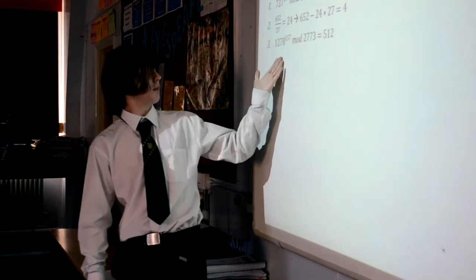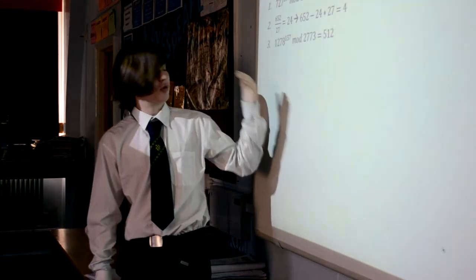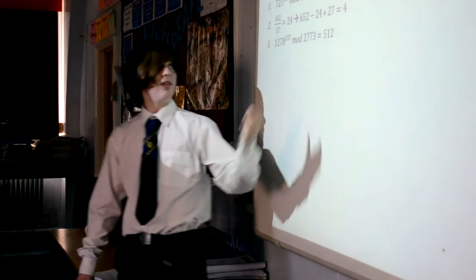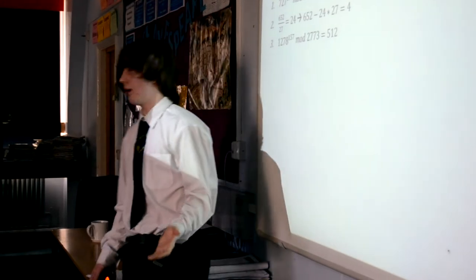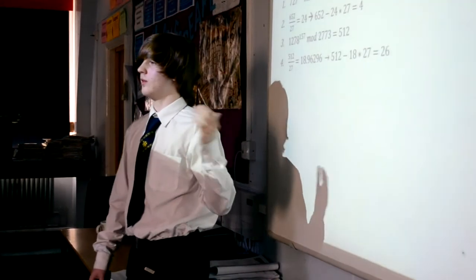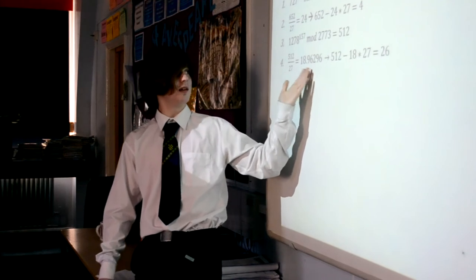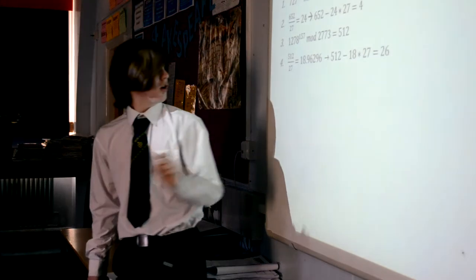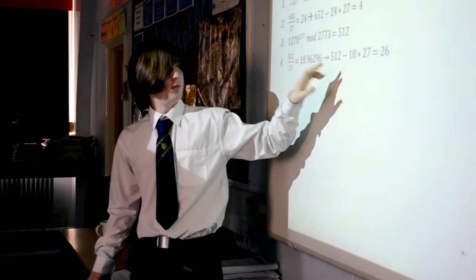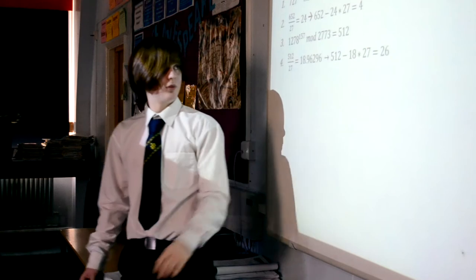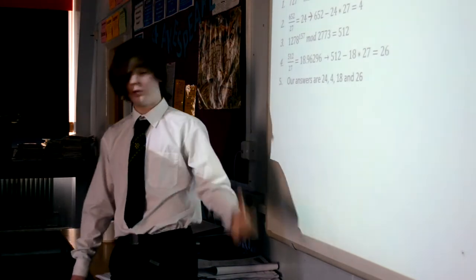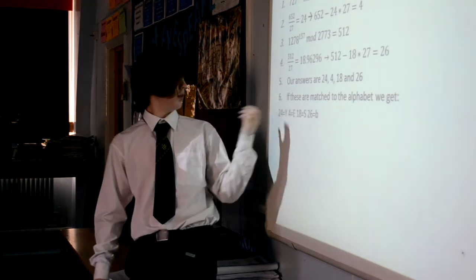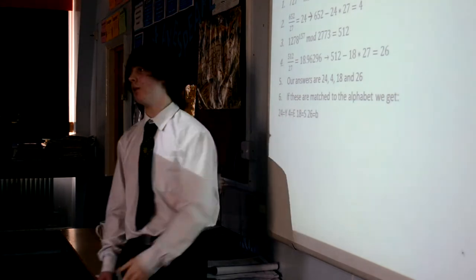Then we take our second part of the encrypted text, and that gives us 1278 to the power of 157, mod 2773, and that gives us 512, which you'll also recognise from the previous slide. So we do 512 divided by 27, that gives us 18.96296. But we're not interested in the decimal point, we just want the integer part of the first value. So we take 18 and we do 512 minus 18 times 27. So our answers are 24, 4, 18, and 26. Now if we match this to the alphabet we used, we get the letters Y, E, S, and B, and we get the word yes.